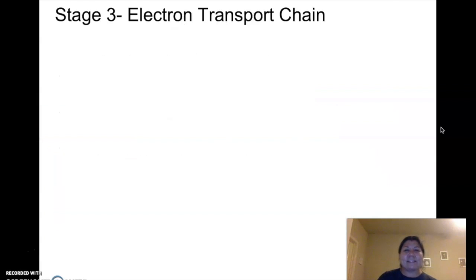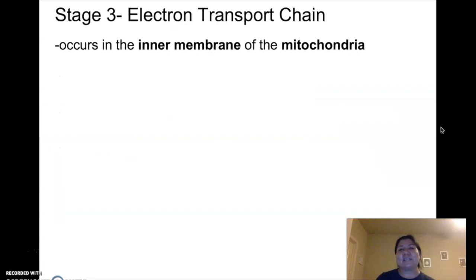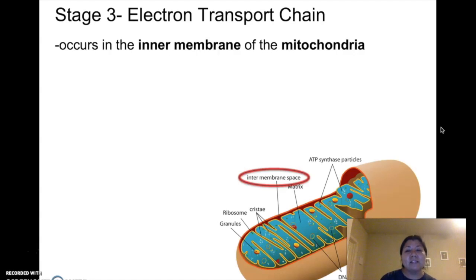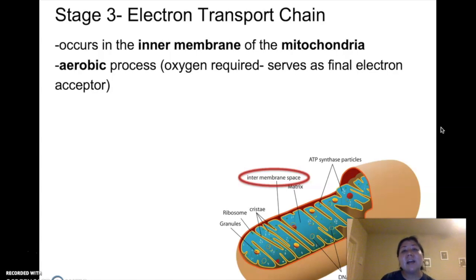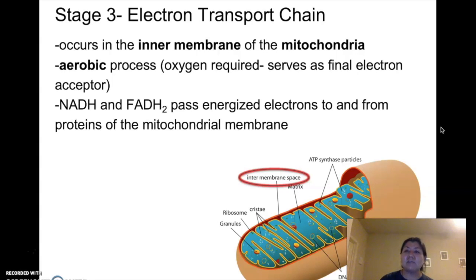All right, so next, let's talk about the electron transport chain. So now we're on the inside membrane of the mitochondria. We've brought all those molecules in, and we've been able to store them inside that inner membrane. So that inner membrane space provides a lot of area for chemical reactions to occur. This is an aerobic process. You still need oxygen. Oxygen is going to be your final electron acceptor. We'll talk about that in a second.